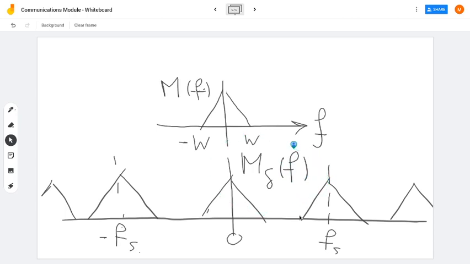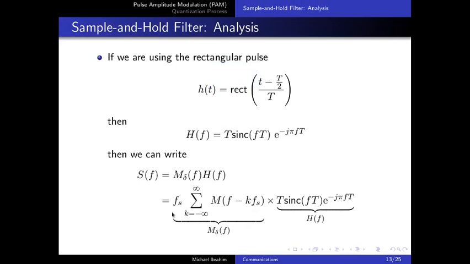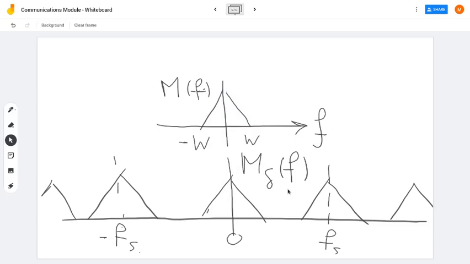Using m delta of f, we understand this and we have seen this before. But here in the equation, m delta of f is multiplied by this sinc function, sinc of f T. Forget for now about this phase shift, and forget about the constants T and fs. Let's consider just the sinc function, sinc of f T. If you want to draw this sinc function, where is its zero crossing? The zero crossing of this sinc function would be at 1 over T, as we have just seen.